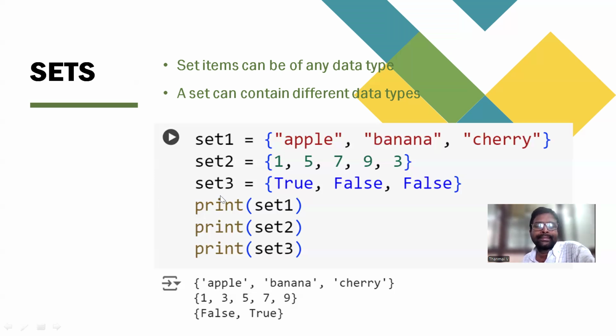And you can see here, set 3 is true, false, and false. When I try to print set 3, it contains only false and true, because even though there are two false values, our set will not accept duplicate values, so it considers only one false. So it is false and true. Hope it's clear. Next.